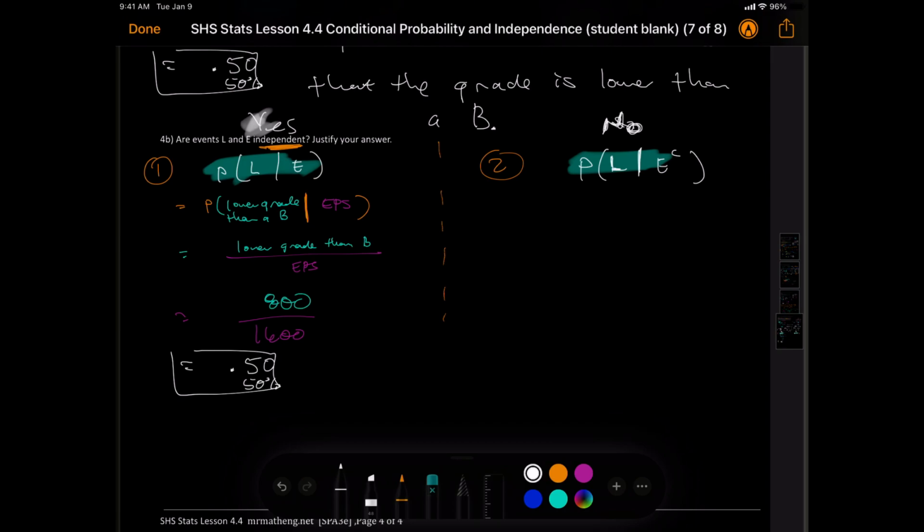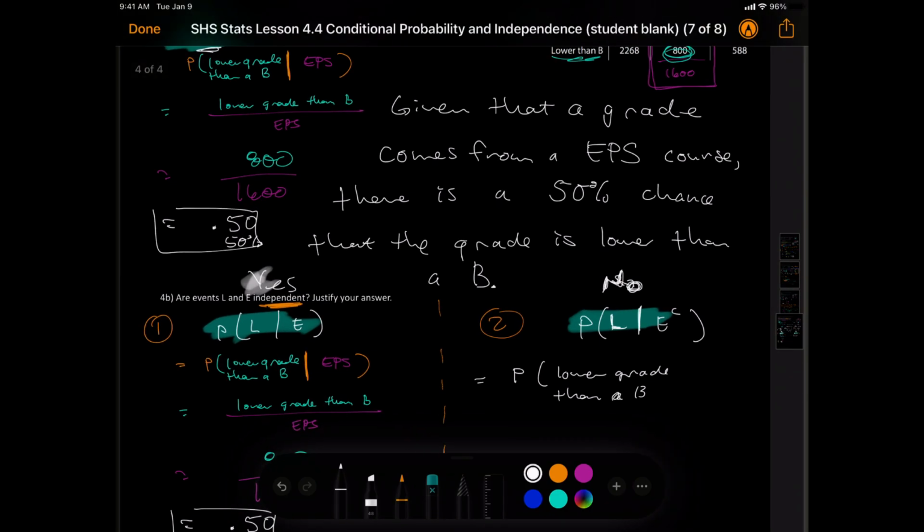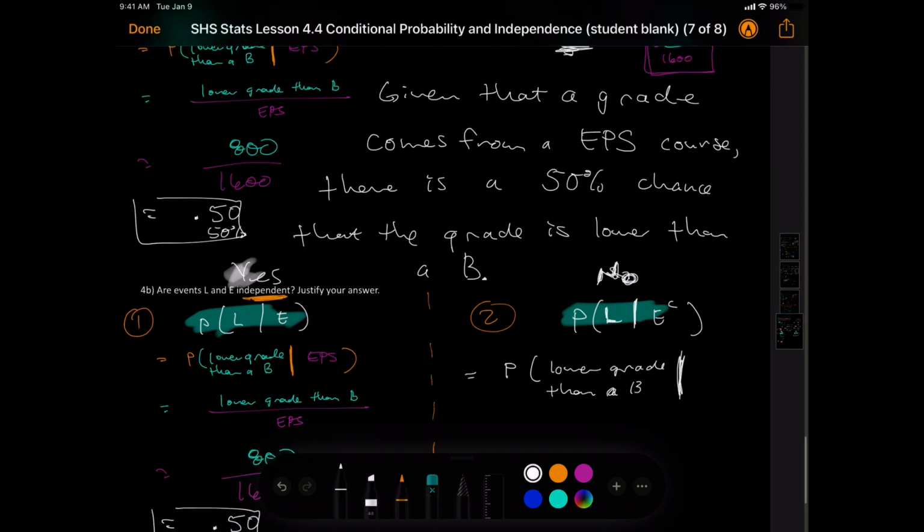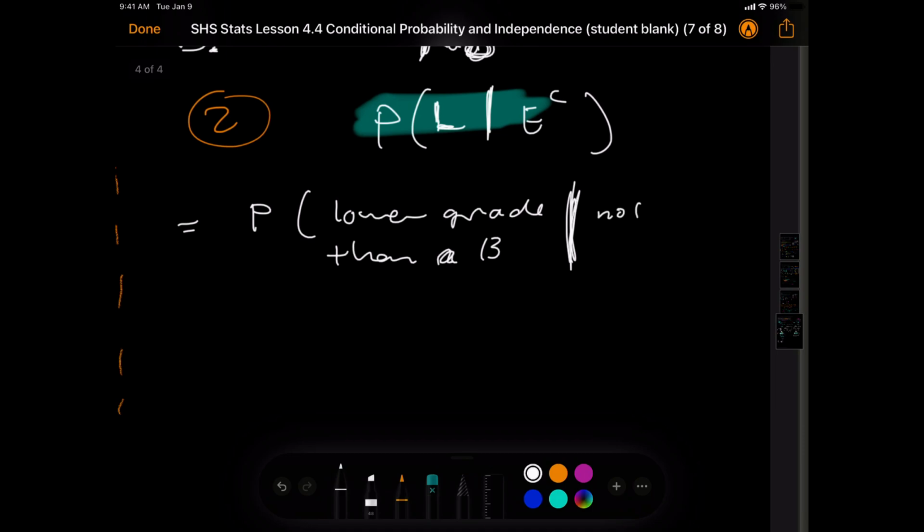Okay. What does this all mean? Let's write it down in words. What's the probability that they have a lower grade than a B? And I'm using all those long words because if you look at our table, that's one of the things there. Okay, given what? Not EPS. Now, you could do two things here. You can just take the complement of that, or you can say, okay, every course that's not in the EPS. Okay? So what is that?